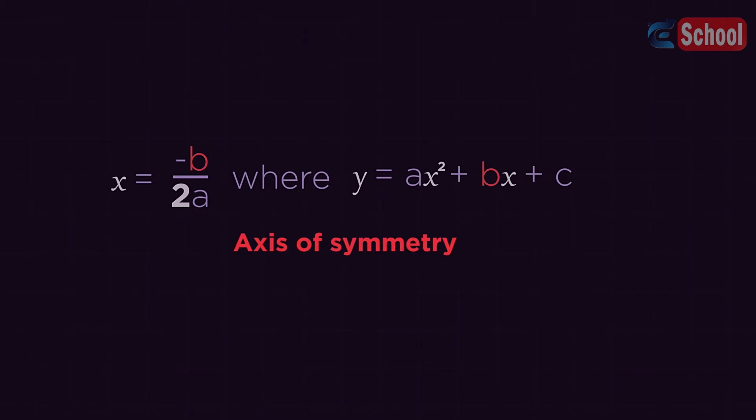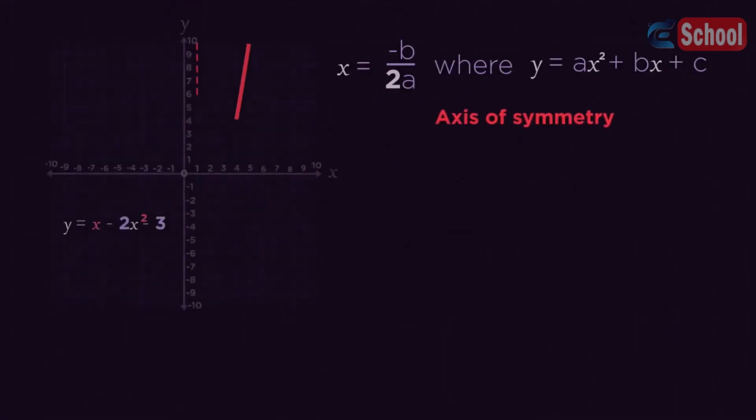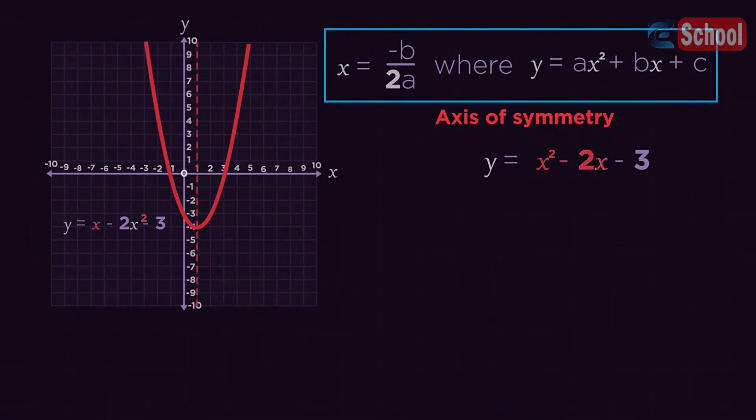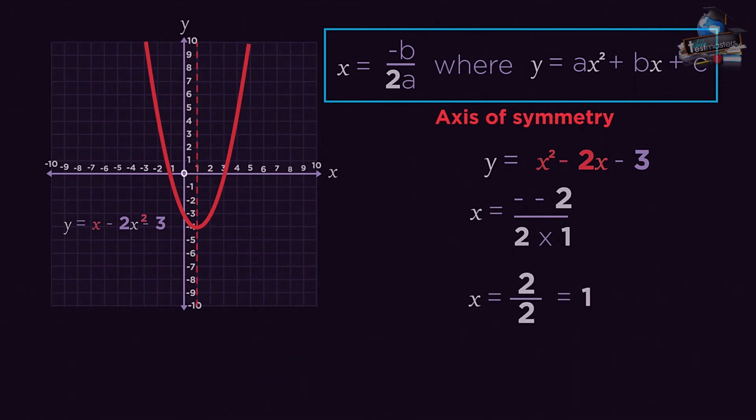So b is the value in front of the x in the equation, and the a is the value in front of the x squared. So let's check it for this graph. A is 1 and b is -2. So the axes of symmetry equals minus -2 divided by 2 multiplied by 1. So 2 divided by 2, which is 1, so x equals 1.